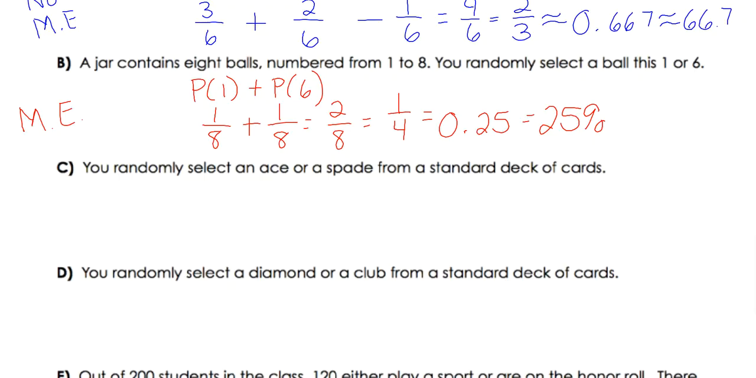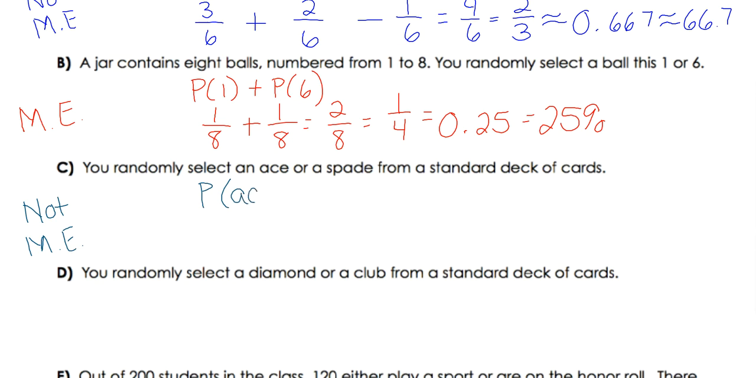Okay, let's look at C here. You randomly select an ace or a spade from a standard deck of cards. So thinking about these, is it possible for those to happen at the same time? Can I pull out a card that is both an ace and a spade? And the answer is yes. So these are not mutually exclusive because there is an ace of spades in our deck of cards. So we're going to have to subtract out that overlap.